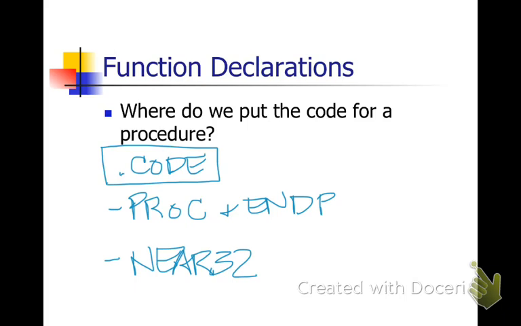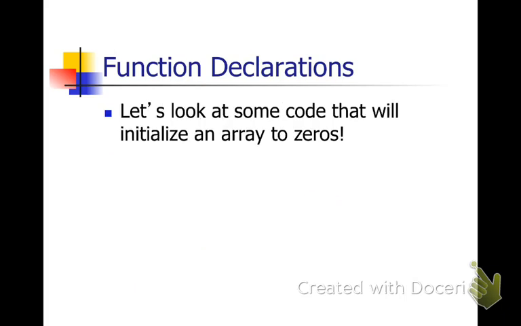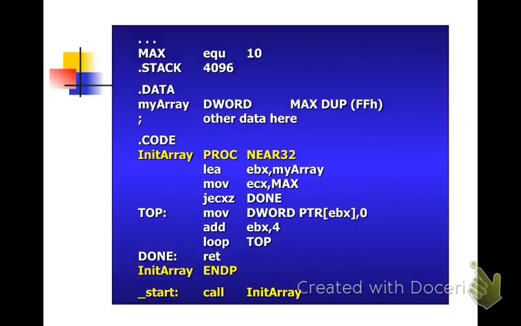Okay, so how do we do this? In what sequence, and what is it going to look like? Well, to answer those questions, let's look at some code that's going to initialize an array to 0. Pretty simple. So we'll take a look at it. Let's start at the top because I've got a new directive I want to show you. EQU is a way to declare a constant. So I am saying I want max, this identifier, to be equivalent to the decimal value 10. So anywhere I use max in the code, I want that to be seen as the immediate value 10.